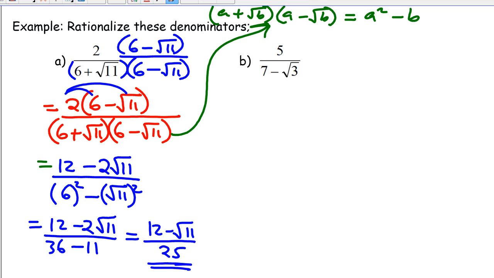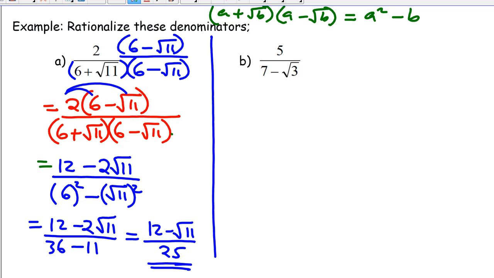So let's look at b and see how we can apply the same method. So in b, we're going to multiply both numerator and denominator by the conjugate of 7 minus root 3. So 7 plus root 3. Remember, it's the same thing, but you just change the sign between the two terms. So 7 plus root 3.